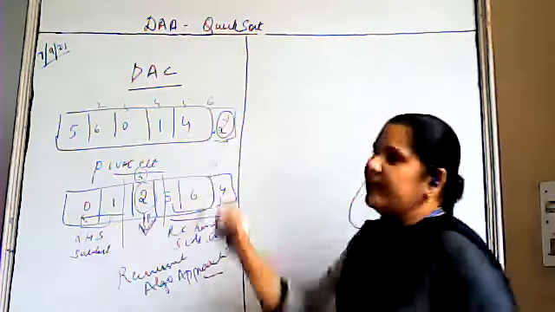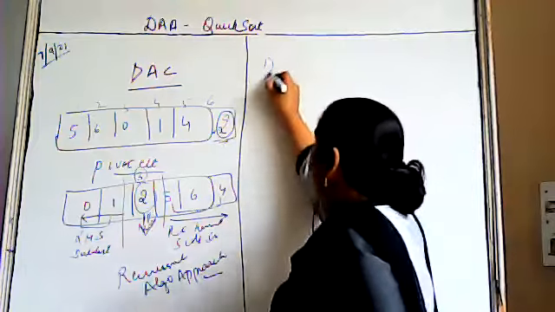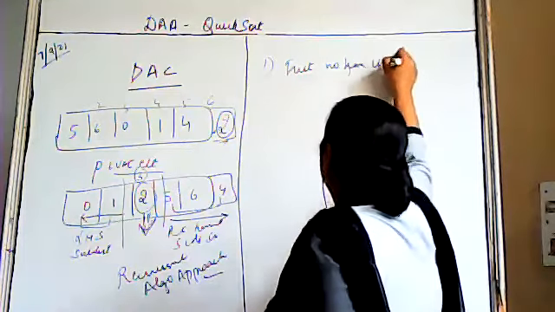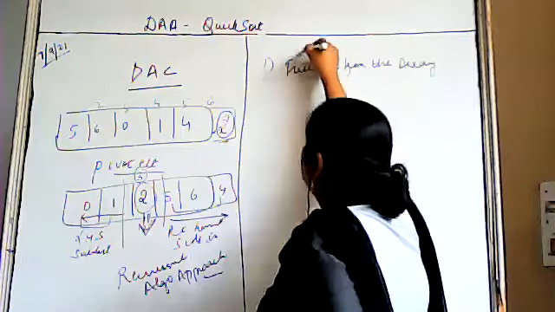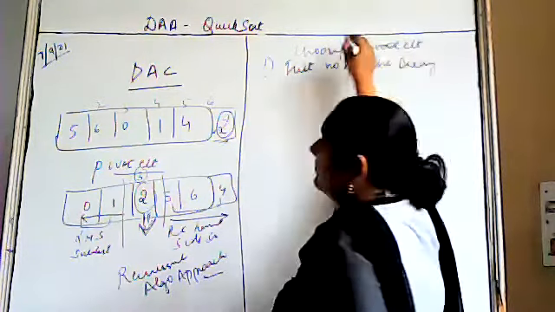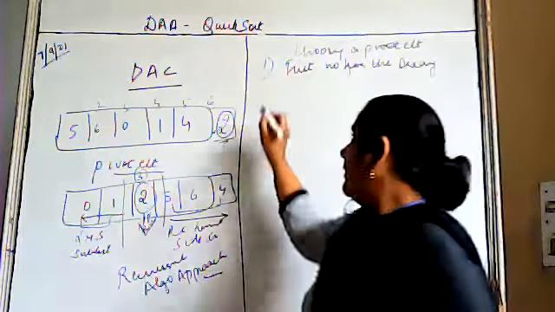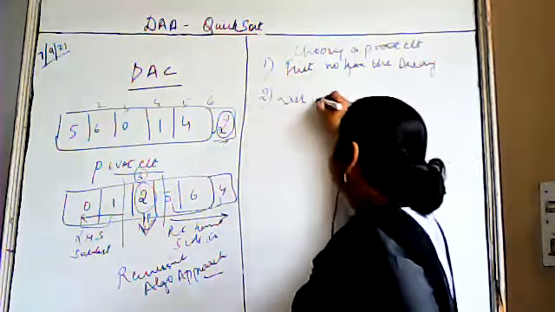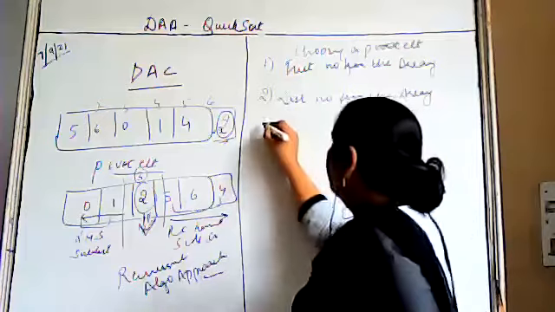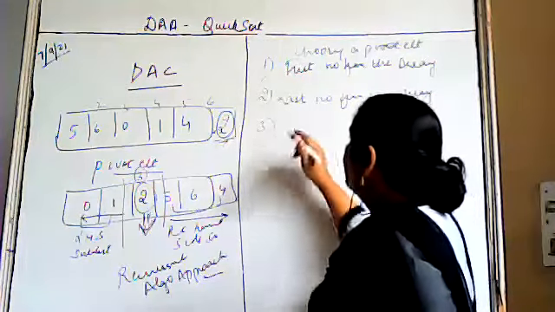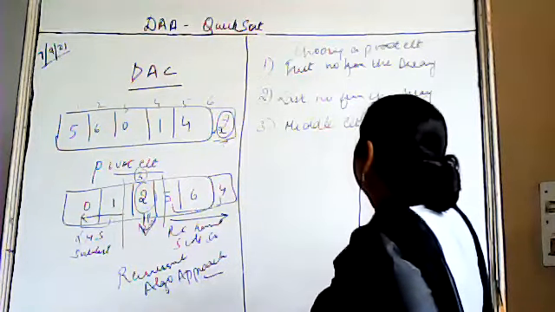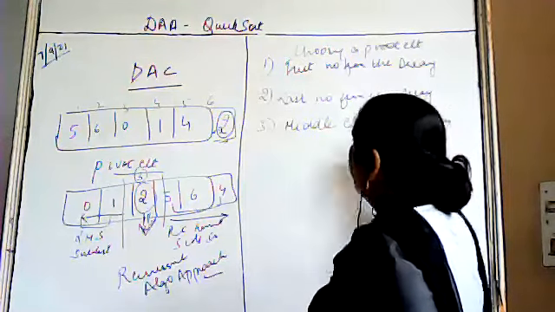Now, how to choose this pivot element? What could be this pivot element? First, it could be the first number from the array. It could be the last number from the array. Number 3, it could be the middle element. Or it could be the random number.